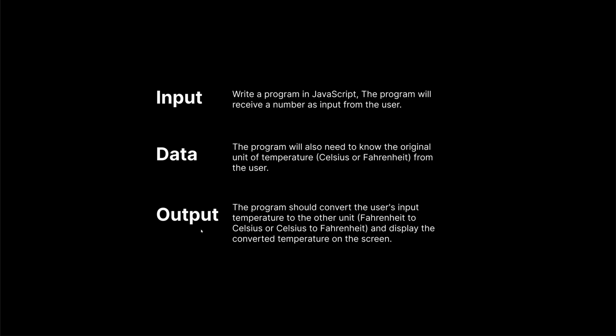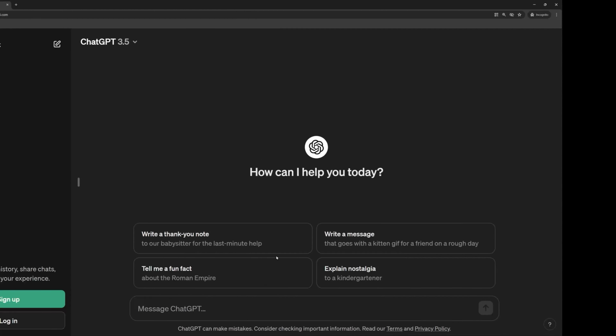Now finally, we are also providing the output. We don't have to do that, but in some situations it will be a bit helpful to provide an output for our model. The program should convert the user input temperature to the other unit, Fahrenheit or Celsius, and display the converted temperature on the screen. So this is just a basic prompt which you want to provide.